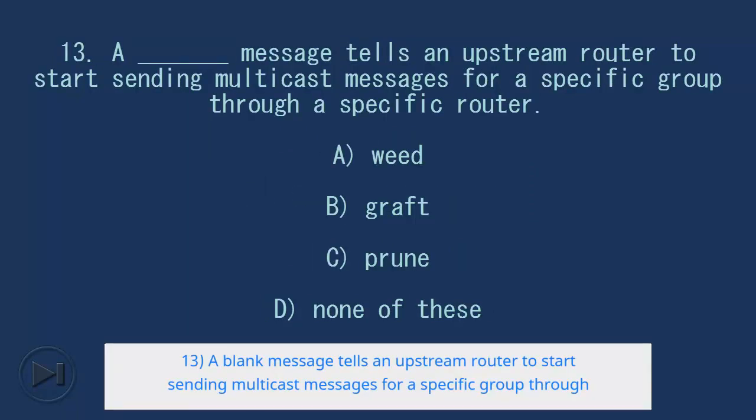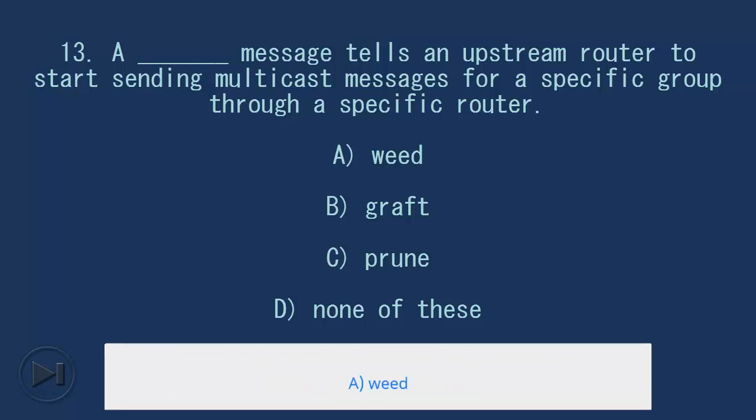13. A blank message tells an upstream router to start sending multicast messages for a specific group through a specific router. A, weed. B, graft. C, prune. D, none of these. Answer, B, graft.